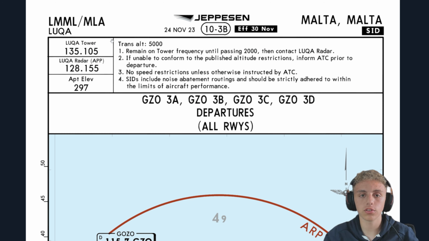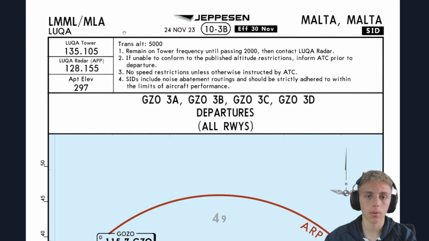Now with that out of the way, let us start with the chart. The communication section is the same, showing only the relevant communications, with Lua Tower and Lua Radar, and the airport elevation down here. Here you have some instructions that are important for pilots to know.